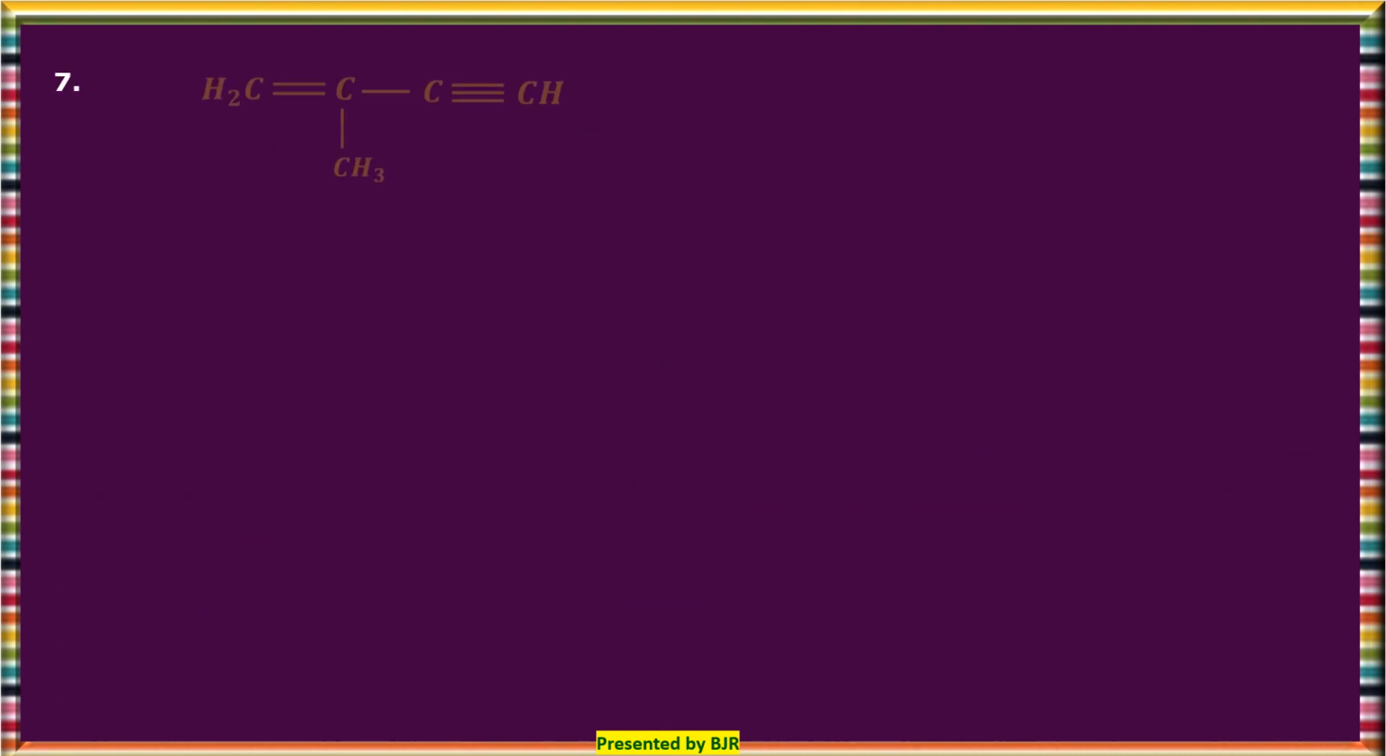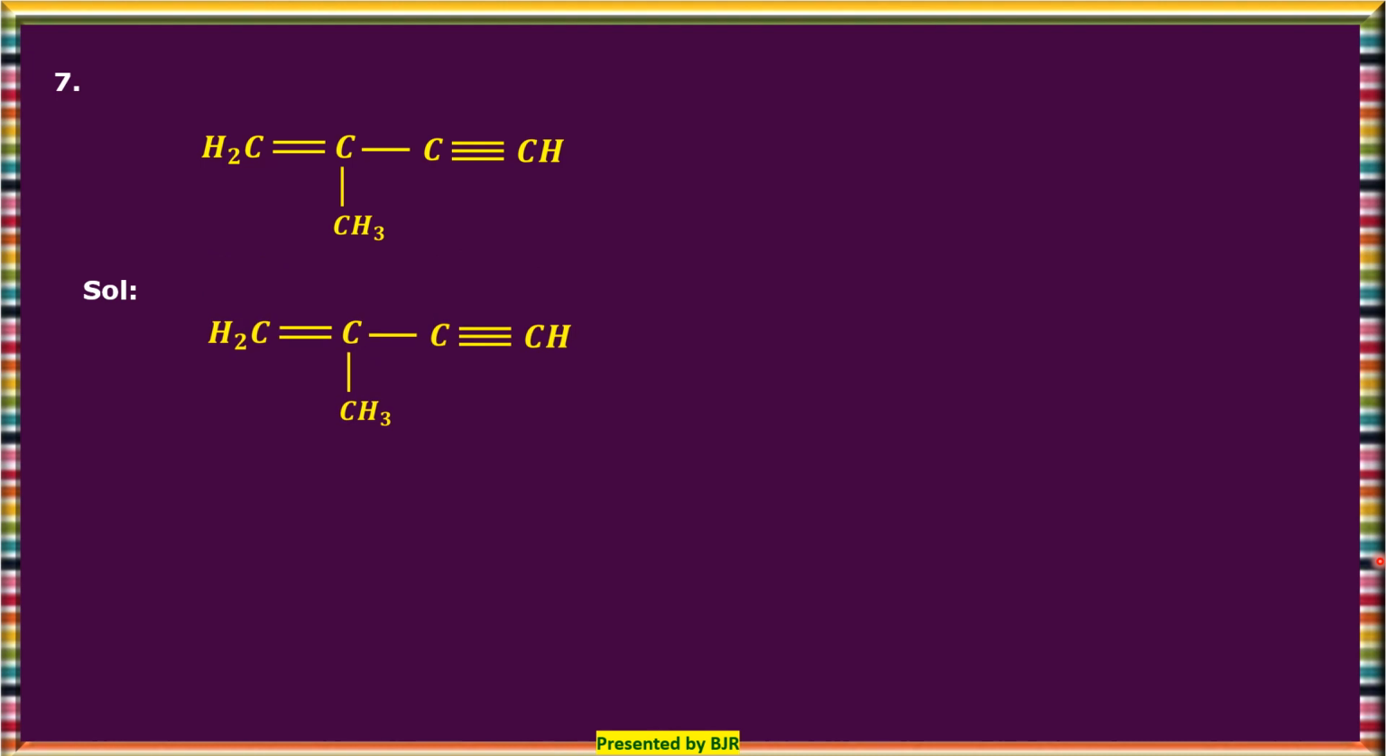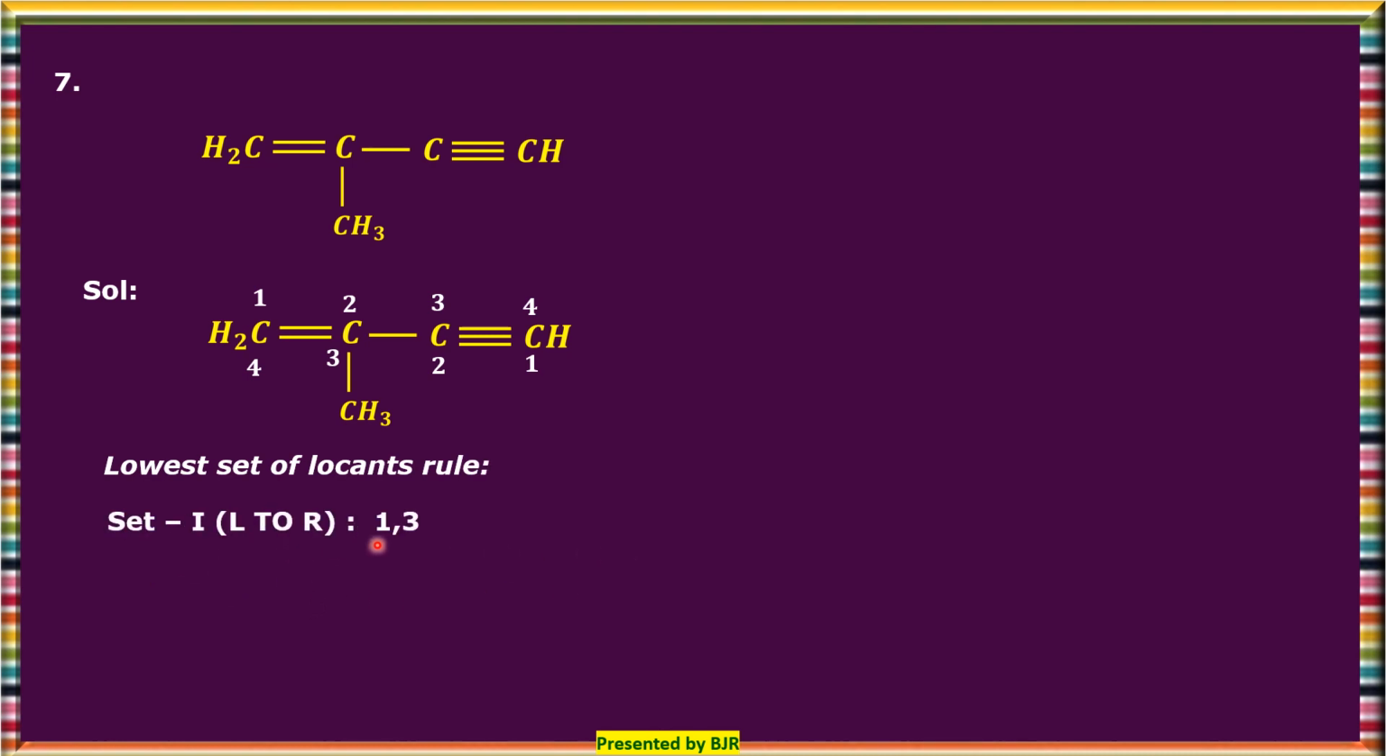Next, problem number 7. See here. Number the carbon chain from left to right and from right to left. So write the two sets of locants. Set 1 locants are 1, 3. See here. The first carbon atom and the third carbon atom are bearing the multiple bonds. From right to left, 1, 3. So the two sets of locants are same. Okay. And at that time you have to give the priority to the double bond.